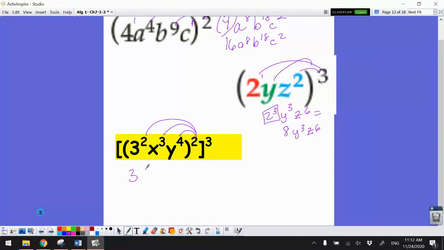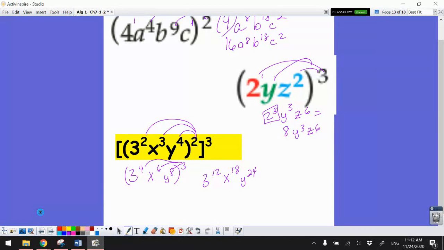So 3, 2 times 2 is 4. x, 3 times 2 is 6, and 4 times 2 is 8. Okay, so now I still have my 3 on the outside. And notice that's a square bracket, but it's the same thing as a regular parenthesis. So now I'm going to distribute again. So I have 3 to the 12th, x to the 18th, and y to the 24th.